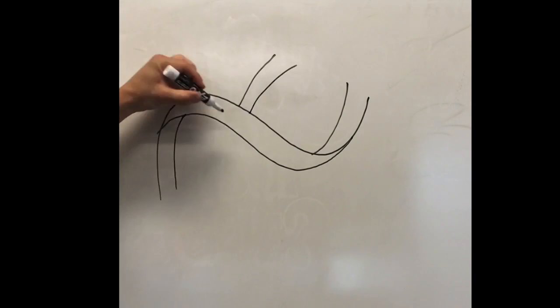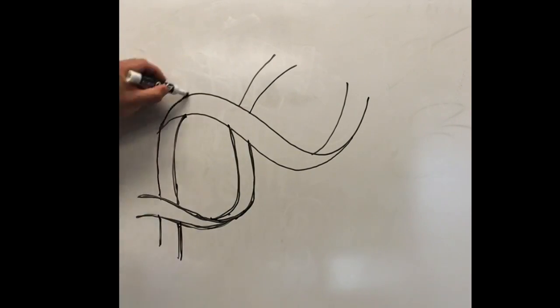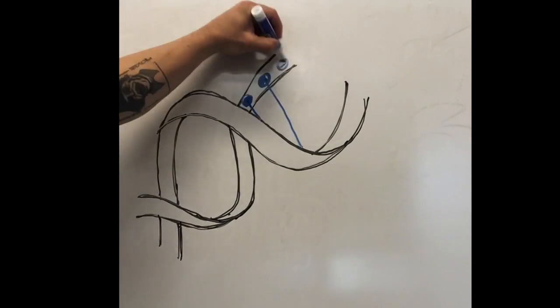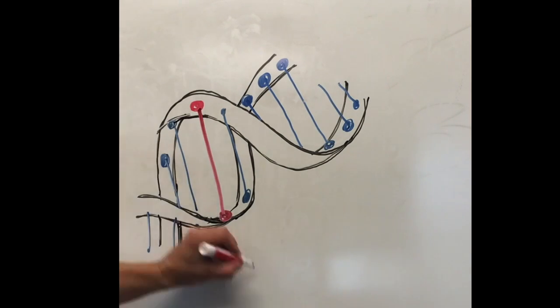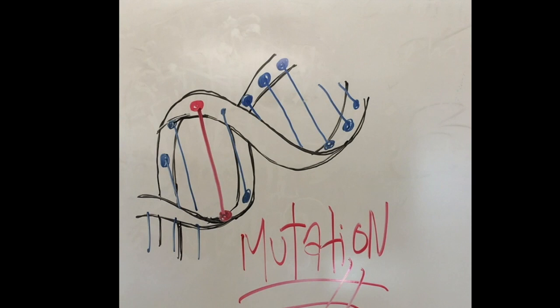A gene mutation is a permanent alteration in the DNA sequence. Mutations range in size and can affect anywhere from a single DNA building block to a large segment of chromosomes that include multiple genes. There are two types of mutations.